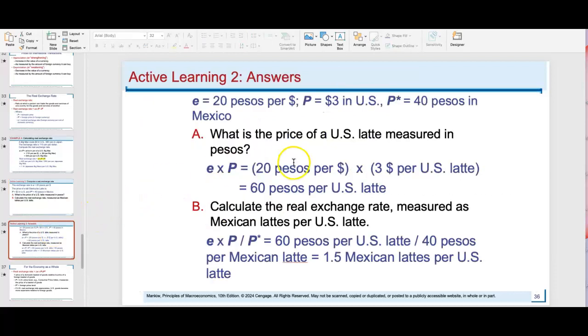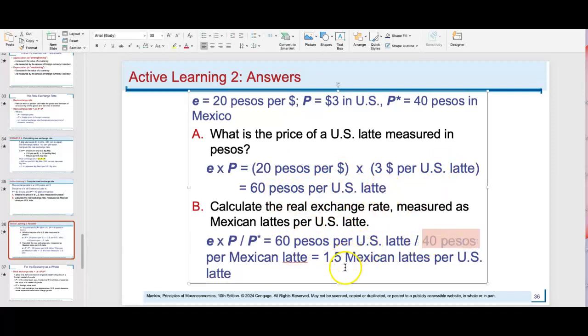So you can go look, 60 pesos for a US latte. Then we're going to divide that by the 40 pesos. So you can buy 1.5 lattes in Mexico with the $3 that you have in the US, if that makes any sense. So if I had $3 and I have to decide, am I buying an American latte or am I buying a Mexican latte? I can buy 1 latte in the US. I can buy 1.5 lattes in Mexico. So this is what it means with those same $3. So it means it costs less in Mexico.